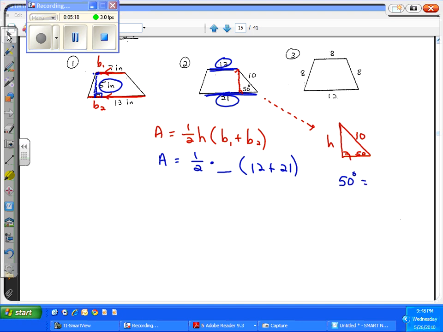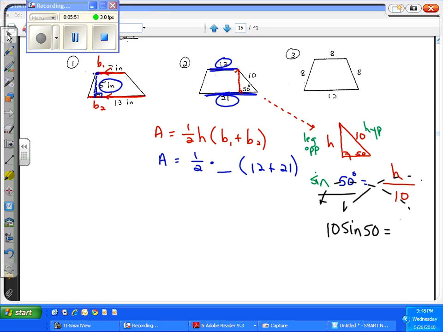So we're going to write down the angle 50 degrees. The height is the leg opposite the 50. The 10 is the hypotenuse. Leg opposite hypotenuse is sine. So we have sine 50 equal. Sine says you put leg opposite on top, hypotenuse 10 on bottom. We can cross multiply. 10 times sine 50 is equal to h. So the height is 10 sine 50.